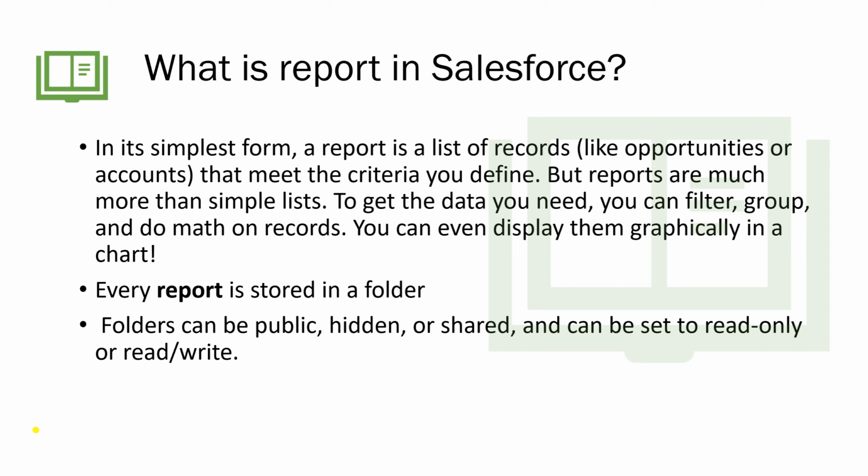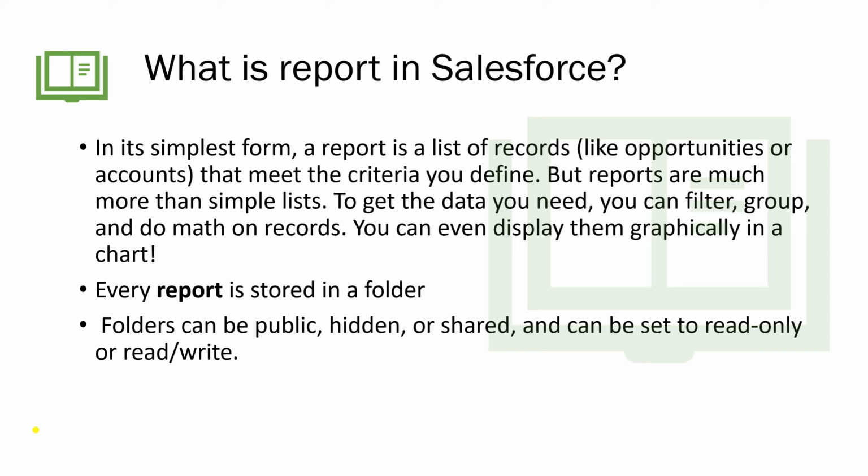In its simplest form, a report is a list of records like opportunities or accounts, or we can take other custom objects as well, that meet the criteria you define. Means whatever criteria or format you want to give to that particular report, you can give to that list of records. But reports are much more than a simple list, right? Whatever data we want to fetch from that object, we can fetch, and accordingly we can put that data in the form of a report. To get the data you need, you can filter, group, and do maths on records. You can even display them graphically in a chart.